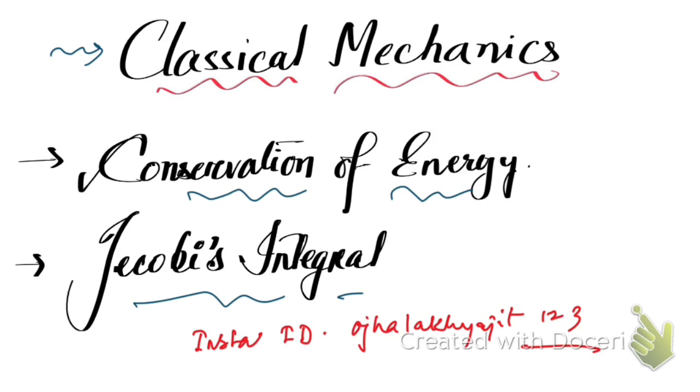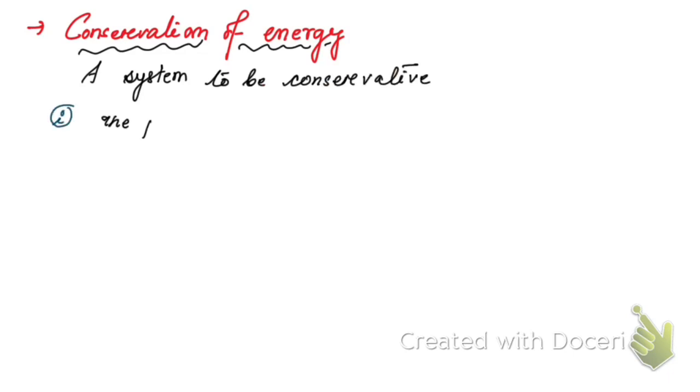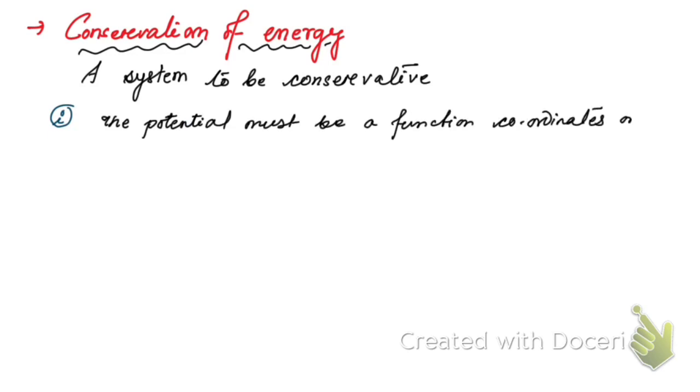Right, so now let's start. First, let us discuss the conditions to be fulfilled for a system to be conservative. First, the potential must be a function of coordinates only. That means it is not a function of velocities.